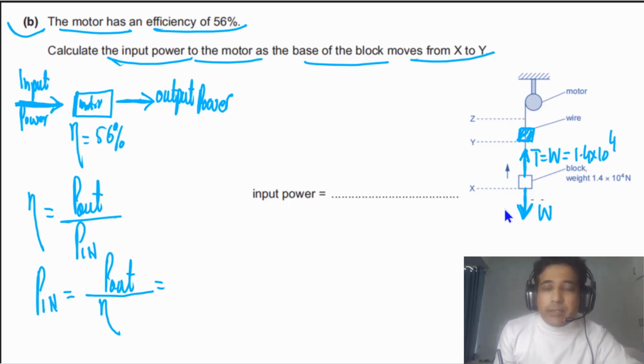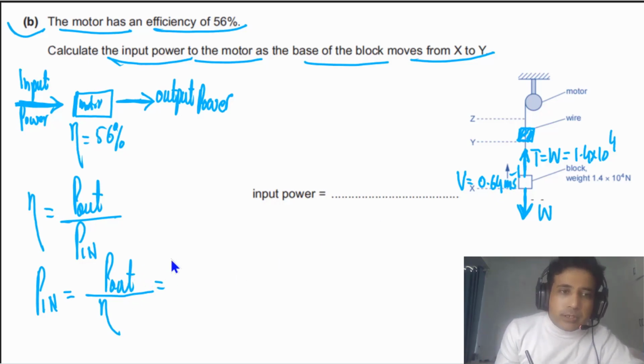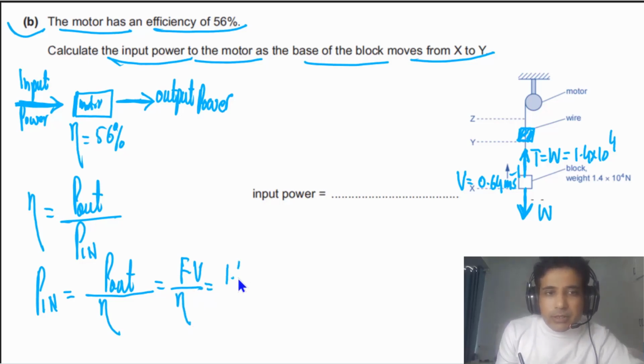And the speed of this one is given to us. The block is moving upwards with a constant speed that is equal to 0.64 meters per second. So simply we can say the power output is equal to F times V divided by the efficiency of the motor. And so force in this case is equal to 1.4 times 10 to 4. And this is the force provided by the motor.